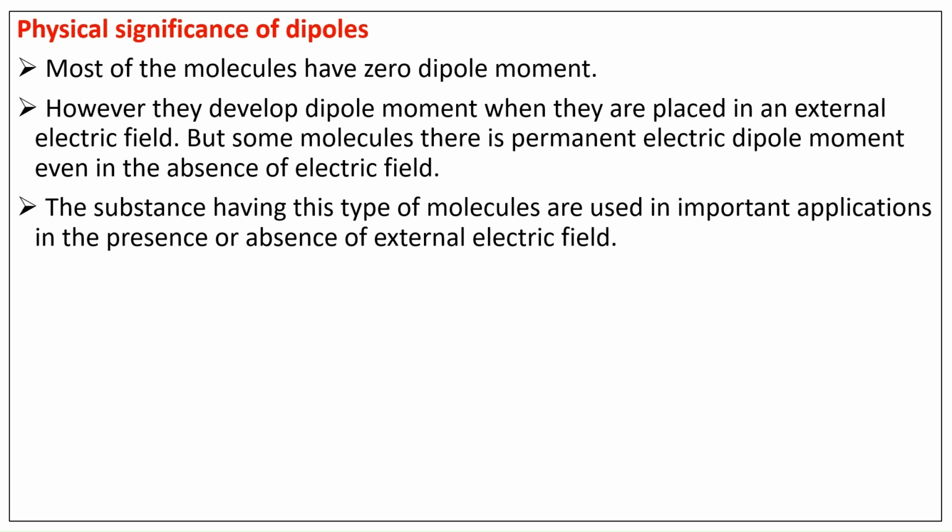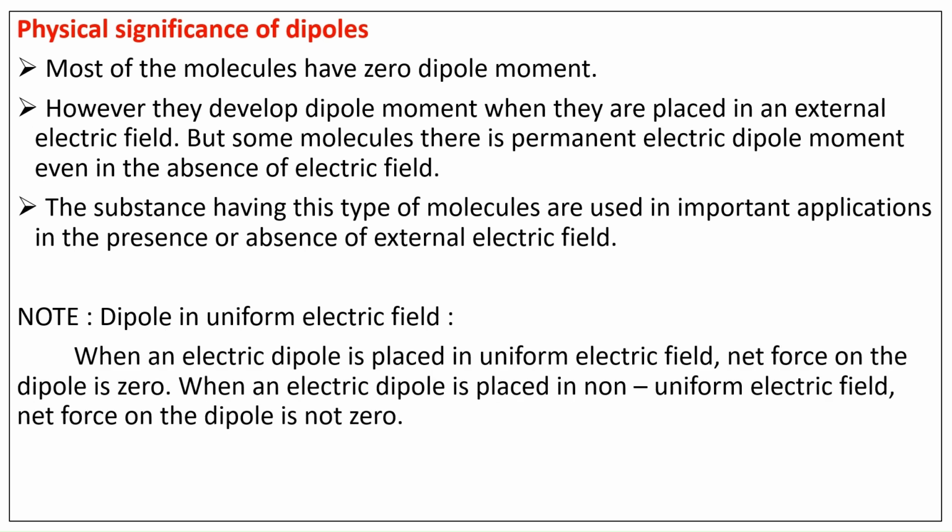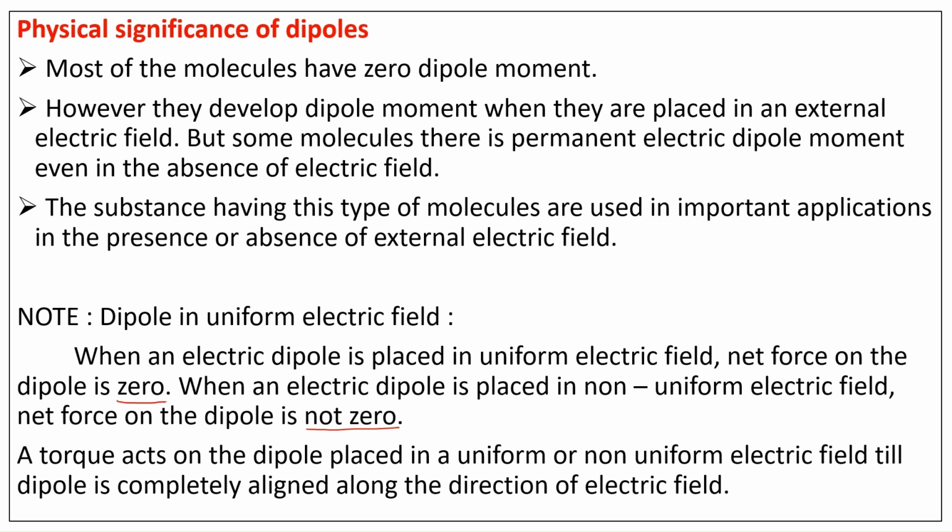Note: dipole in uniform electric field. When an electric dipole is placed in uniform electric field, net force on the dipole is zero. When an electric dipole is placed in non-uniform electric field, net force on the dipole is not zero. A torque acts on the dipole placed in a uniform or non-uniform electric field till the dipole is completely aligned along the direction of electric field.